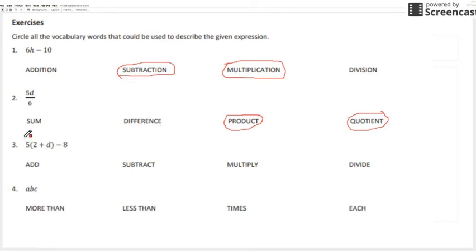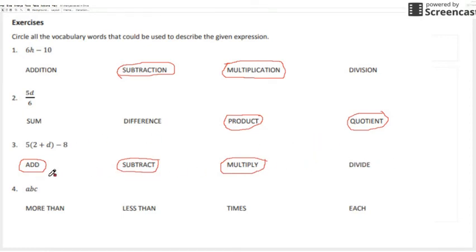If we look at number 3 here, hopefully you have add circled because there is addition going on here. Now we need a little bit more words than just simply add. We'd have to use the quantity of 2 added to D, but that would still work. We have subtraction going on because 8 is being subtracted from. We have multiplication going on here because 5 is being multiplied, and there is no division, so division would not be circled.